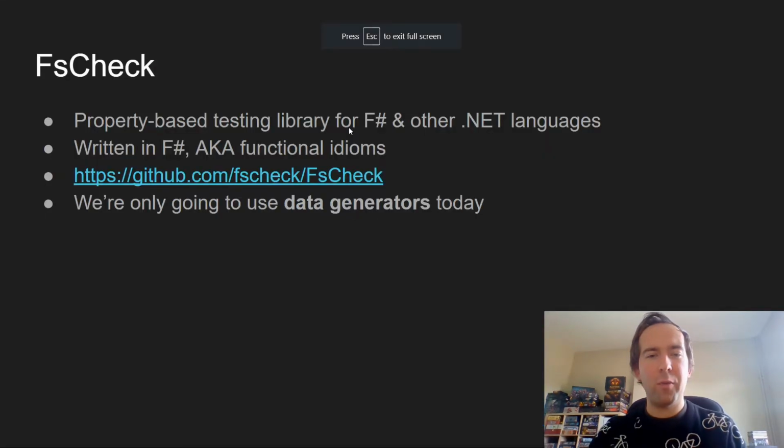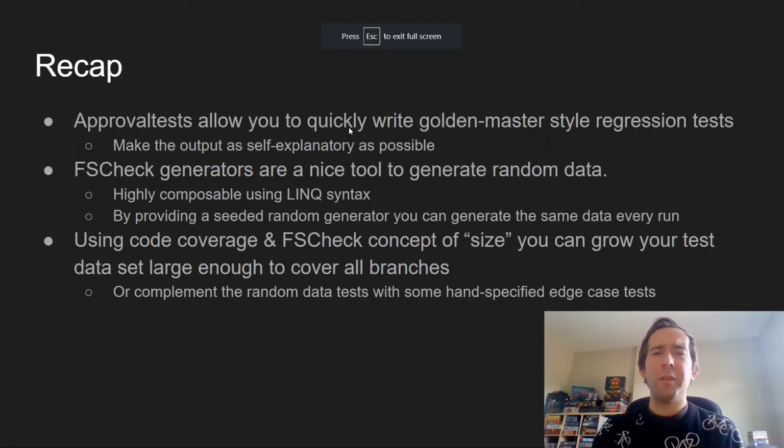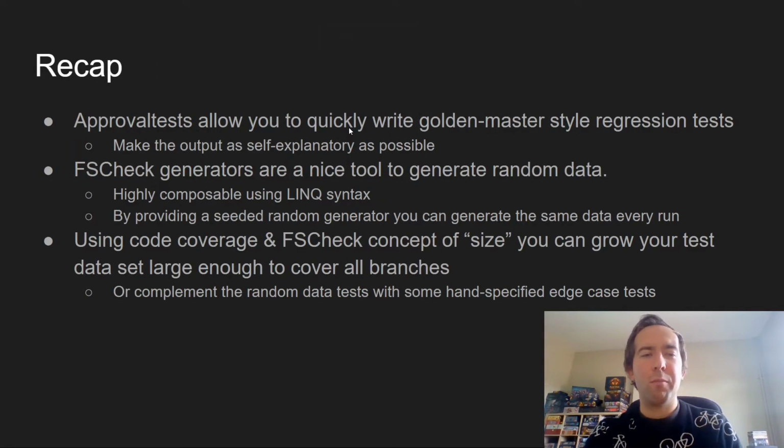Let's do a quick summary. What did we do today? We used approval tests to quickly write golden master style regression tests, and we made the output, or the golden master file, as self-explanatory as possible, so we had the before and the after in there to make troubleshooting a failing test much easier. Next, we used FsCheck data generators to generate a whole lot of random data without having to write a lot of code.